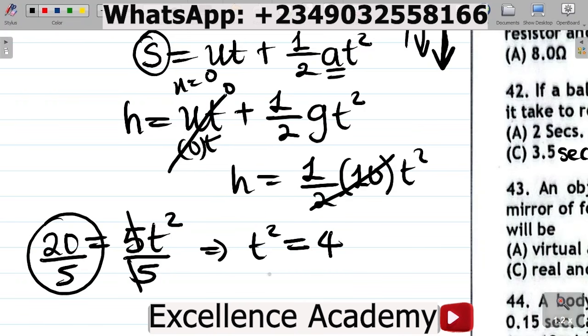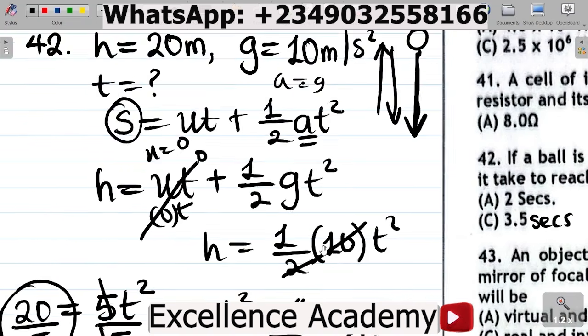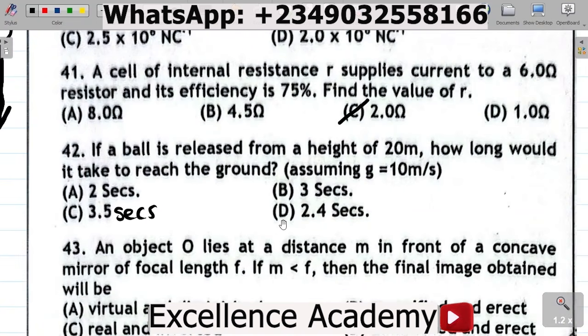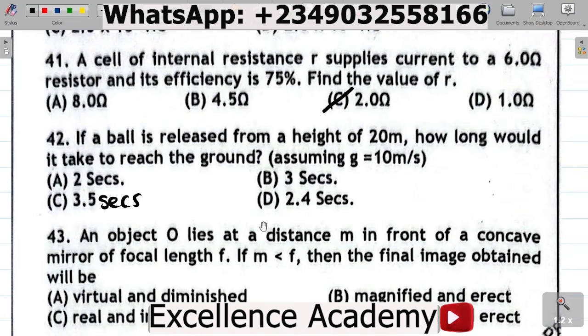That gives you 4. To get t becomes the square root of 4. Take square root, and that gives you 2. Time is in seconds. So t becomes 2 seconds. So in essence, for this question, the correct answer for 42 is 2 seconds. That's option A, 2 seconds.